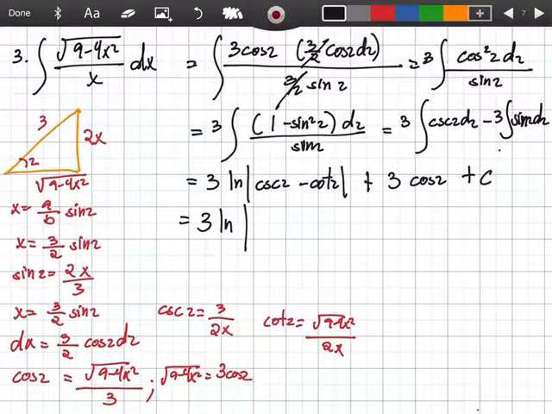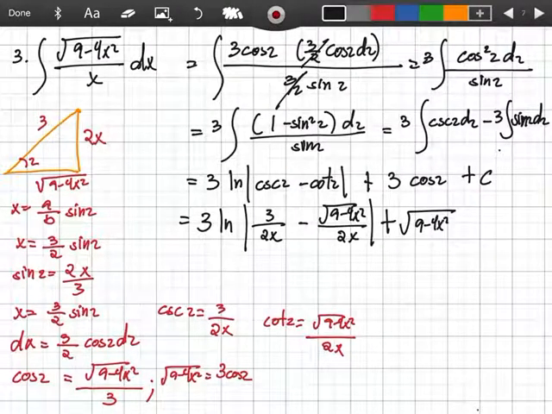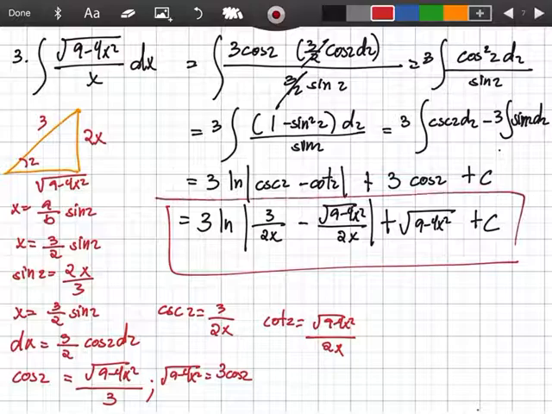Okay, so transfer natin: cosecant is 3 over 2x minus square root of 9 minus 4x squared over 2x plus 3 cosine z. Ang 3 cosine z ay square root of 9 minus 4x squared plus c. So, this is our final answer.